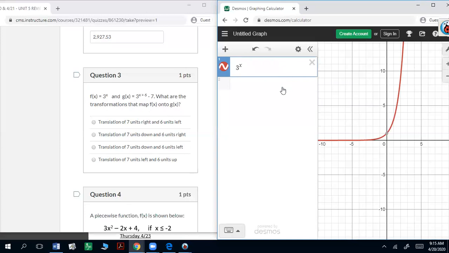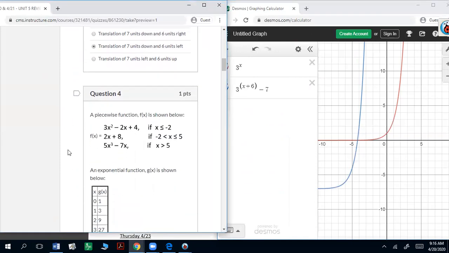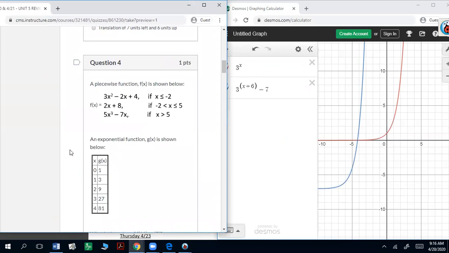There's 3 to the x power. When you put stuff in the exponent, make sure you use parentheses. You see it took it left 6, and then if I do minus 7, that's going to shift it down. So left 6, down 7. That's going to be answer choice 6 units left, 7 units down. That's going to be C. Okay, question number 4.